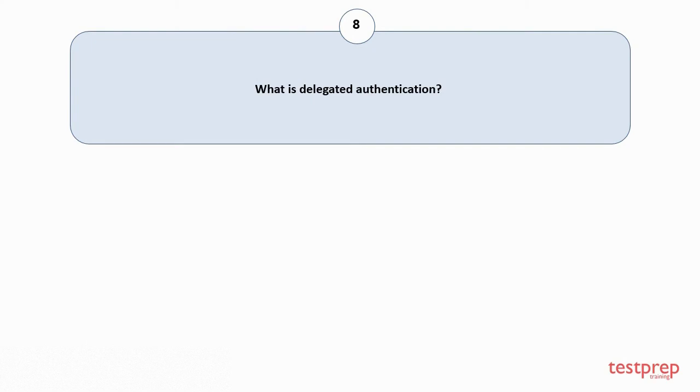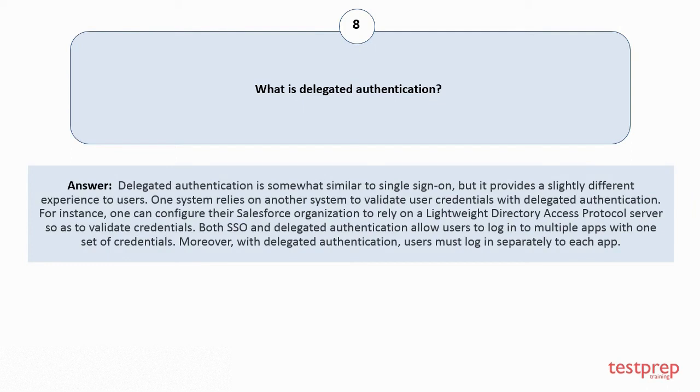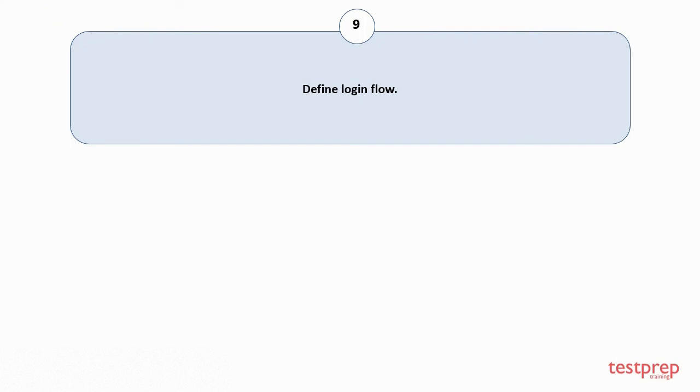Your answer is: delegated authentication is somewhat similar to single sign-on, but it provides a slightly different experience to users. One system relies on another system to validate user credentials with delegated authentication. For instance, one can configure their Salesforce organization to rely on a lightweight directory access protocol server, so as to validate credentials. Both SSO and delegated authentication allow users to log into multiple apps with one set of credentials. Moreover, with delegated authentication, users must log in separately to each app. Question number 9, define login flow.